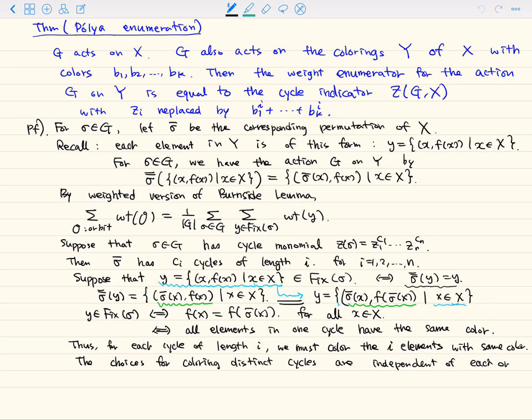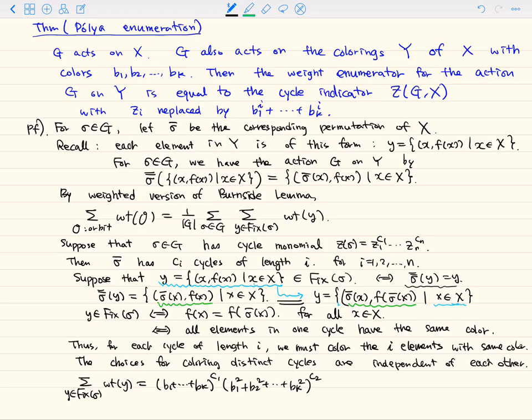So we can focus on each cycle and just color all elements in that cycle with the same color. That means the sum over y in Fix(sigma) of the weight of y can be obtained like this: b1 plus dot dot dot plus bk. This means for each cycle of length 1, we can have b1 or b2, etc. And for a cycle of length 2, we have to color the two elements with the same color, so that will give us b1 squared or b2 squared or bk squared for each cycle of length 2.